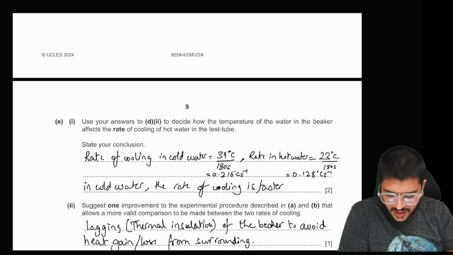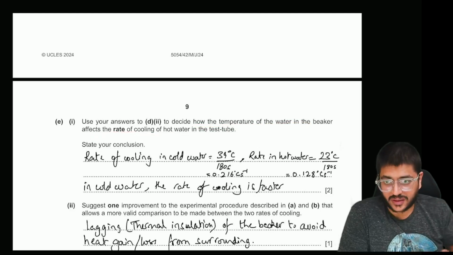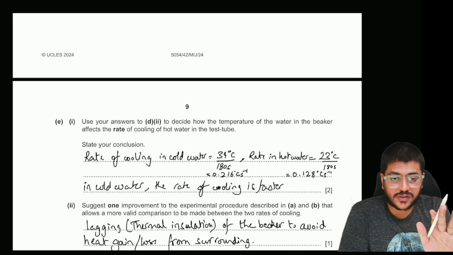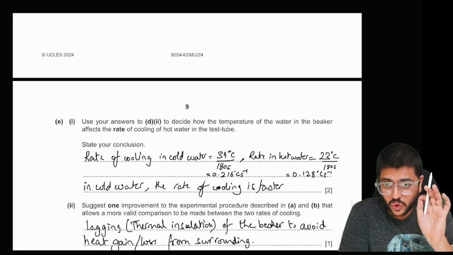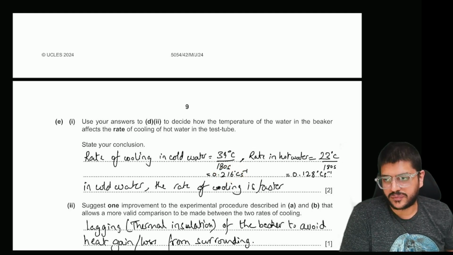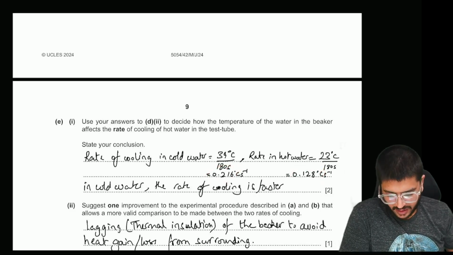Now they're saying use your answers to decide how the temperature of water affects the rate of cooling. I think it's pretty clear. You just have to state your conclusion. You don't have to give any reason. Just state your conclusion. No reasoning required. So the rate of cooling, is it higher or lower in the cold water? Look at this 0.216 and look at this 0.128. In hot water, the rate of cooling is lower. In cold water, the rate of cooling is quicker. So in cold water, the rate of cooling is faster.